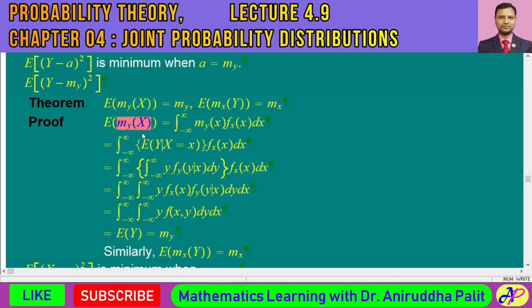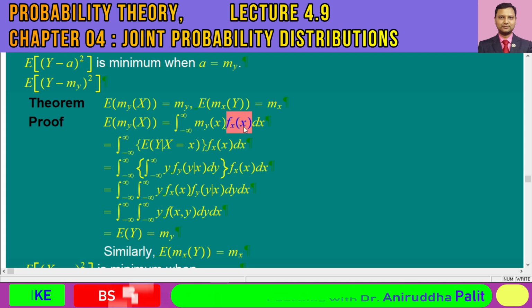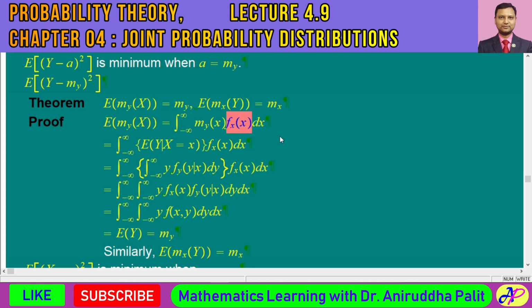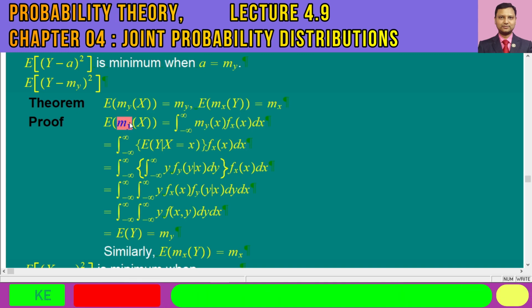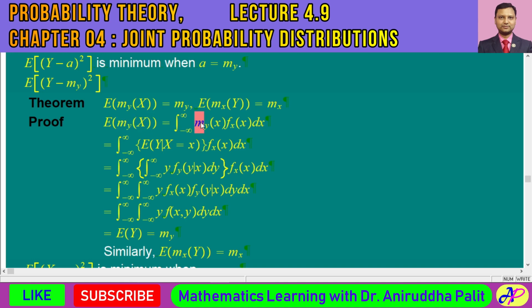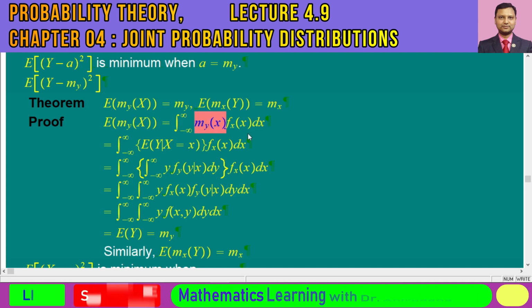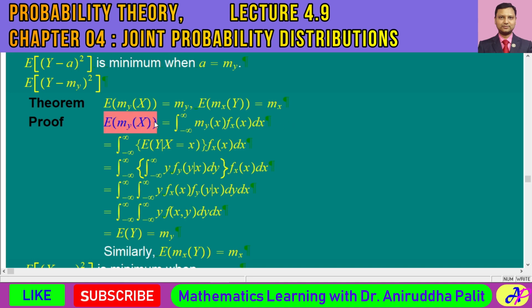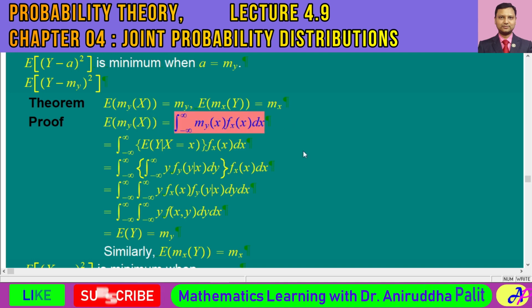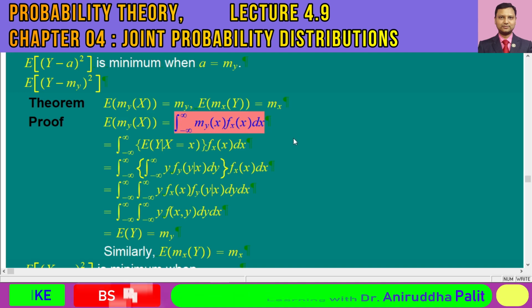This is actually a function of x. Therefore, integration should be performed with respect to x. And because this is a function of x, the marginal density function of x should be written over here. And this my of x, the corresponding real expression, would be my within bracket small x. So this expectation should be written in this type of integral form. We are presenting this in terms of a continuous distribution. You can also put this result in the case of a discrete distribution as well.